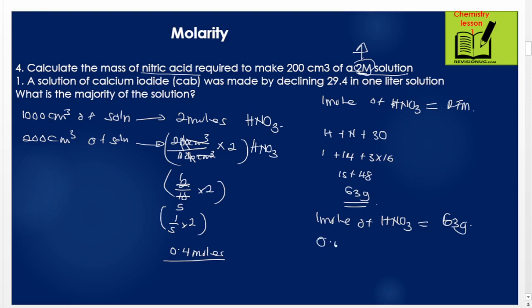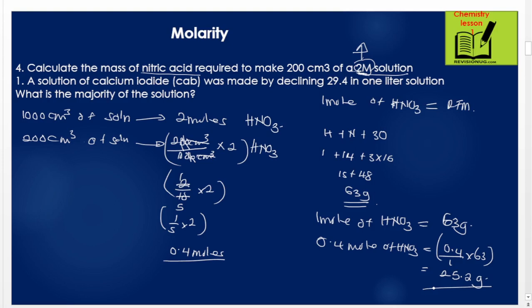Then how about 0.4 moles? Those are the moles of nitric acid in how many? In the 200 cubic centimeters. They are going to weigh, in terms of mass, 0.4 out of 1 times 63. Now this is going to be 0.4 times 63. The answer is 25.2 grams. So there are 25.2 grams of nitric acid contained in the 200 cubic centimeters of solution.